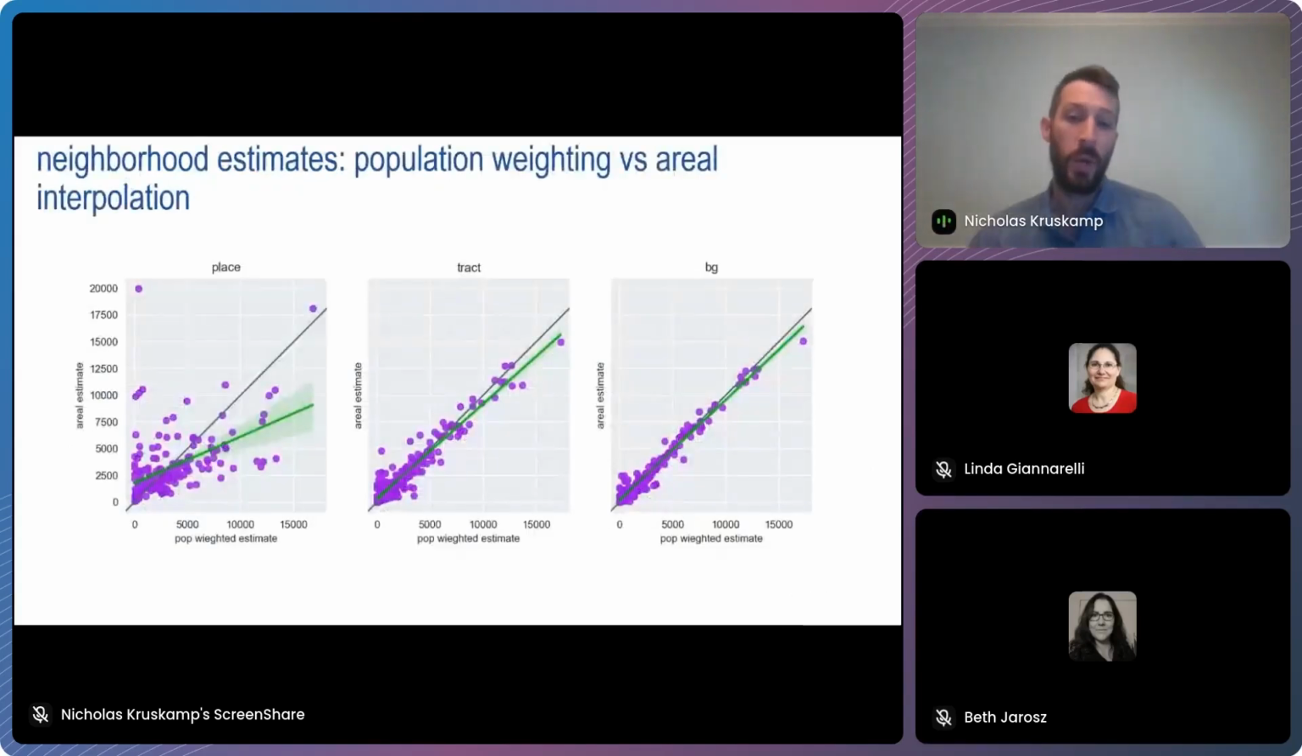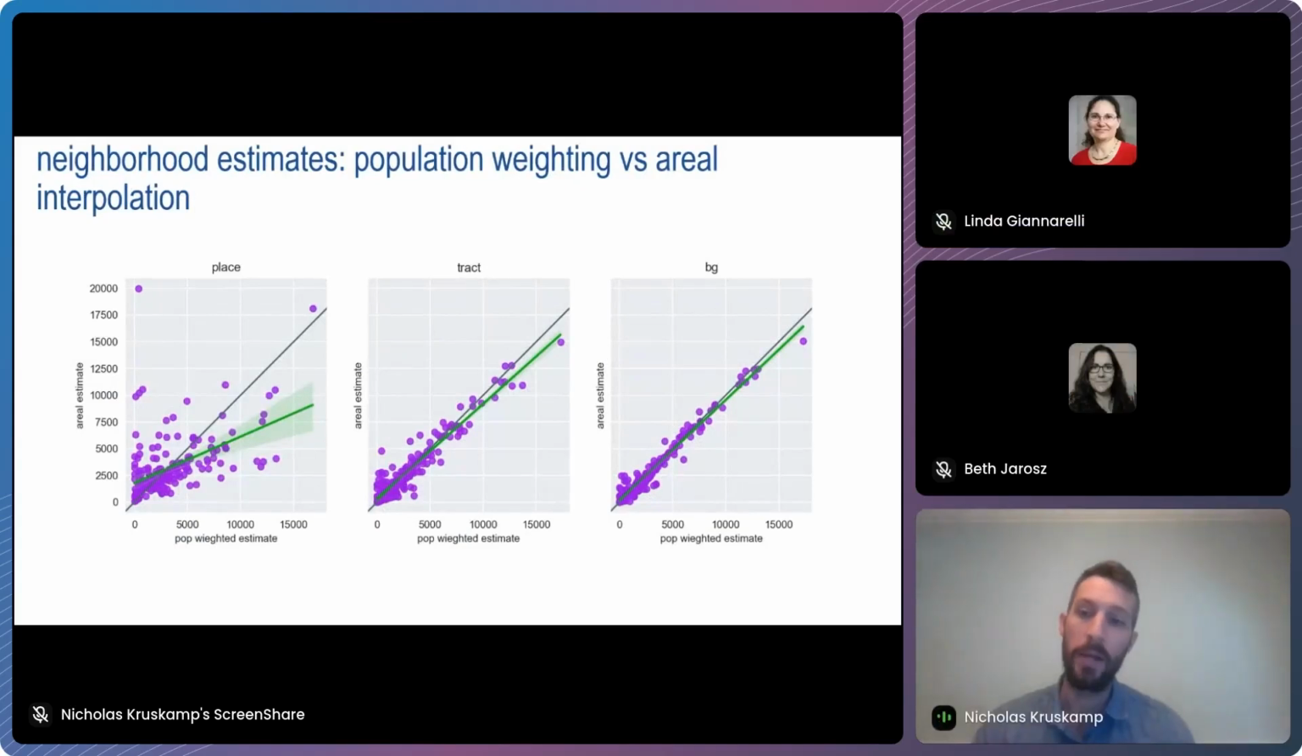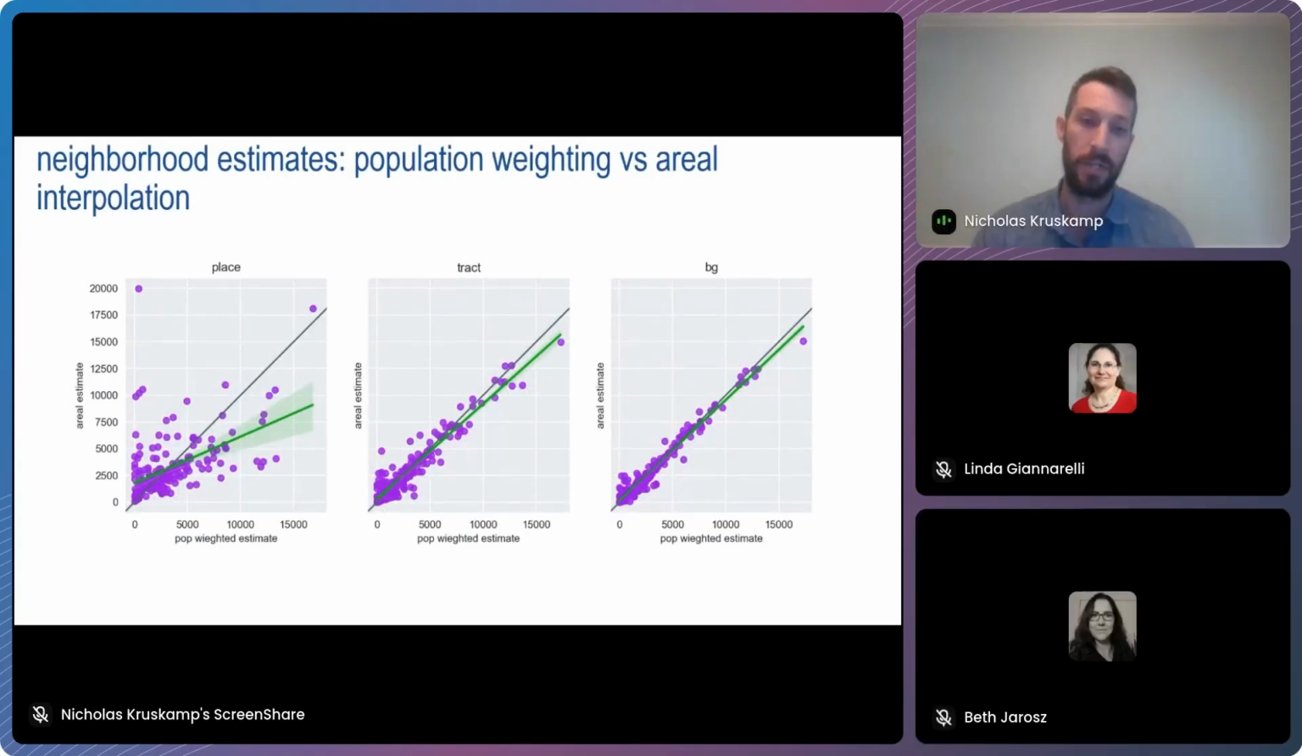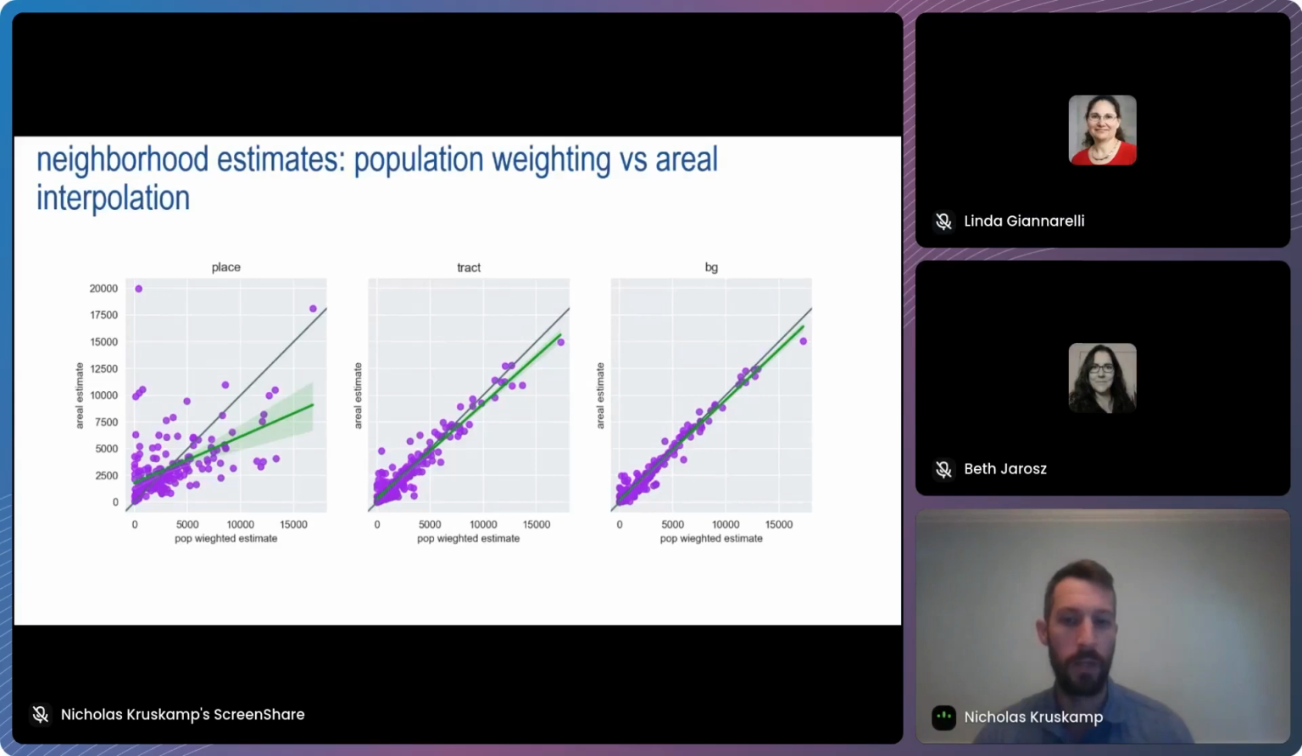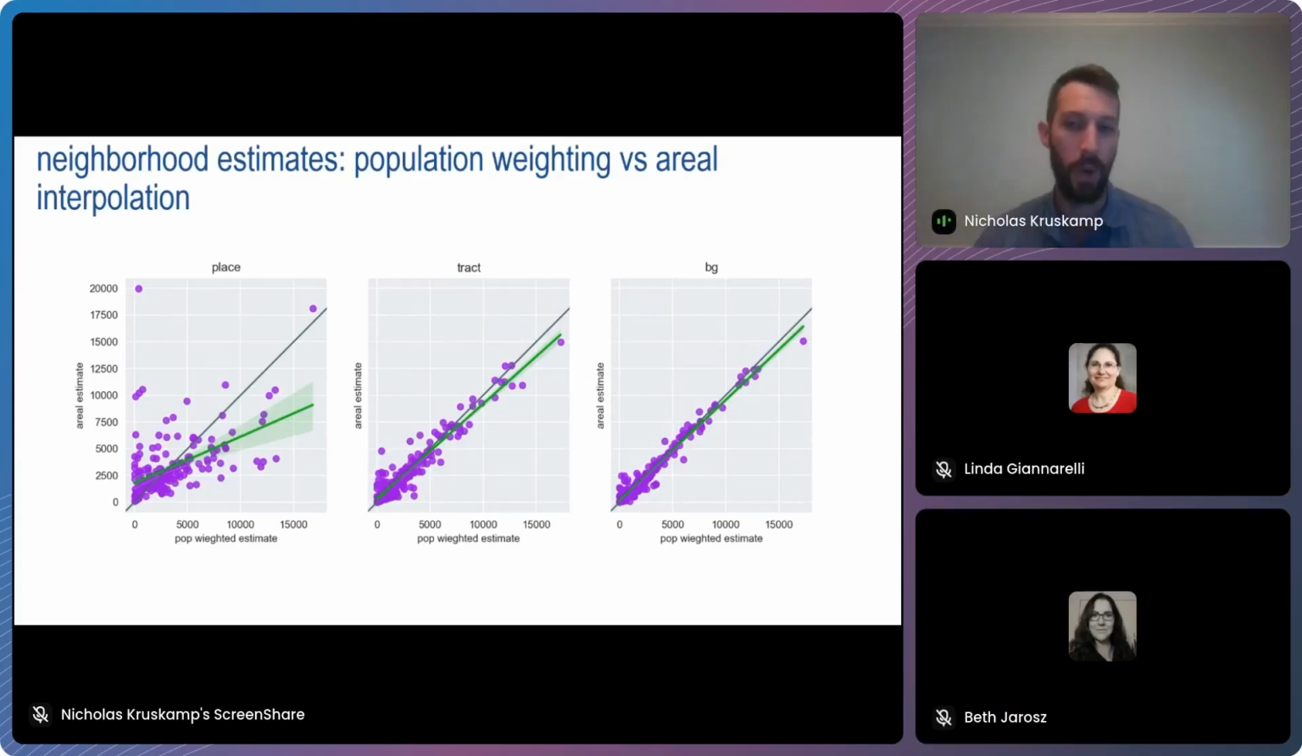So the next question, of course, was, well, does areal interpolation and does population density weighted interpolation give us the same estimates? And this is where we see some interesting results among the three different census geometry levels. When we compare the method results at the place level, we see that the areal interpolation estimates do not correlate well with the population density weighted estimates.